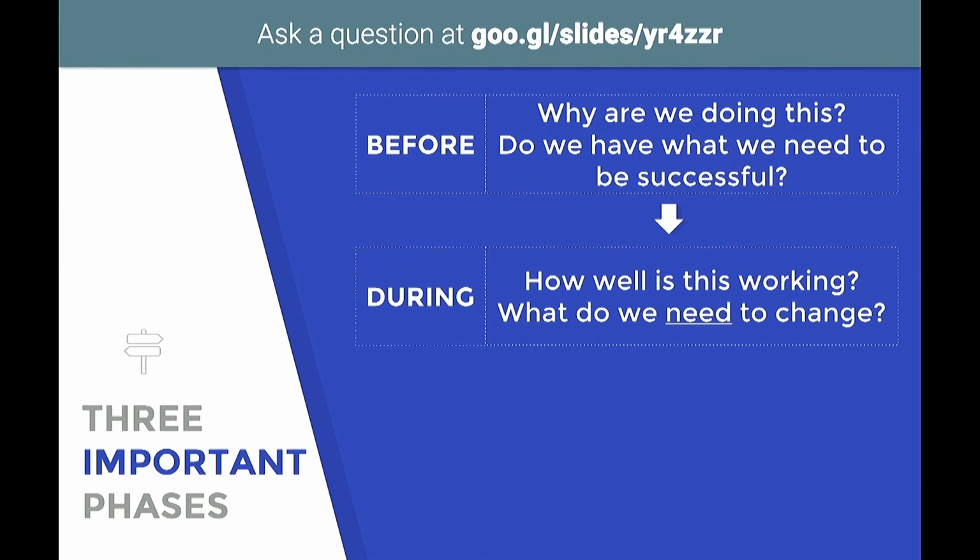During, great, we've had all these meetings, we've had all these devices. Now we're actually doing this. The stuff's out there. How well is it working? It's kind of silly to think sometimes we don't always ask that question, but it's important to look at, is everything actually working okay? And then working through that, what do we actually need to change?